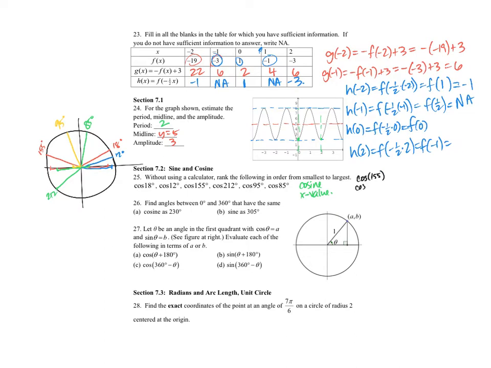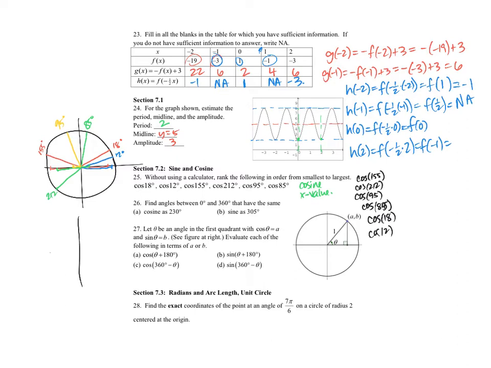Then we have cosine of 212 is still negative, but a little closer to 0. Cosine of 95 degrees is still negative, but again closer to 0. Then cosine of 85 is the first one that's positive, right? But it's still pretty small. Cosine of 18 is a little bit bigger, and cosine of 12 is the biggest yet. So that's your order.